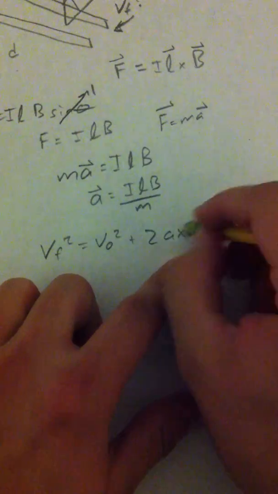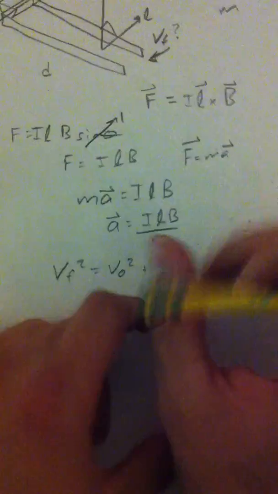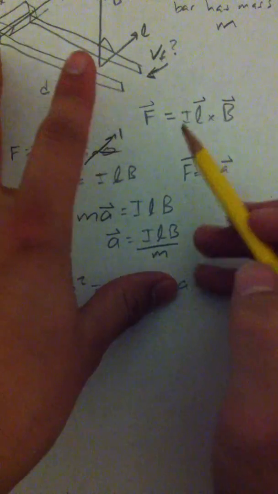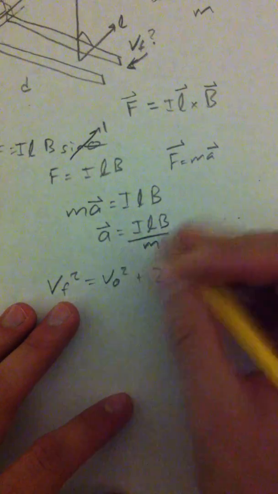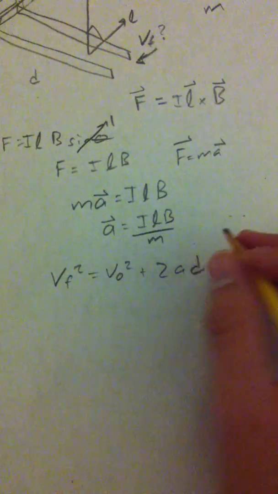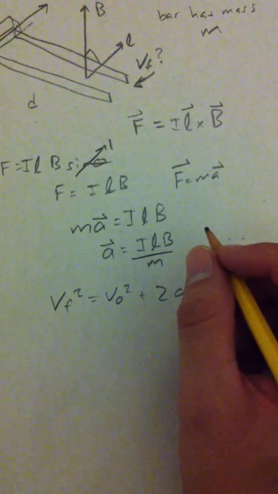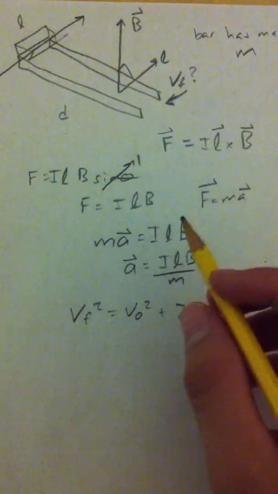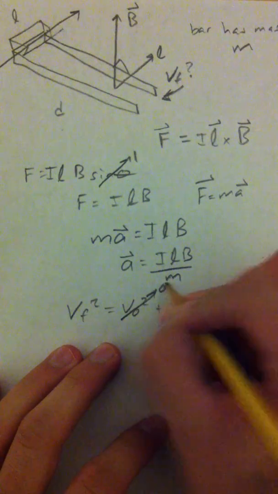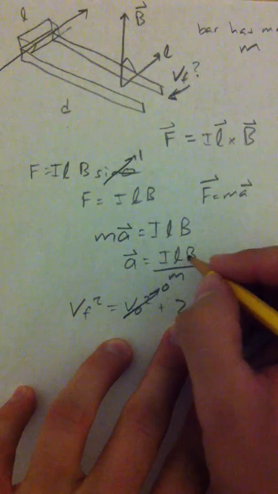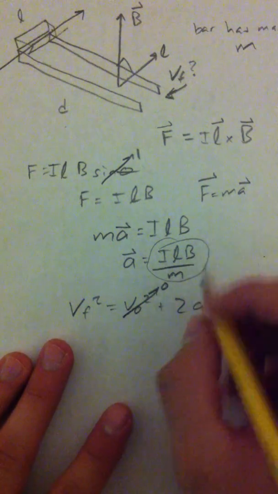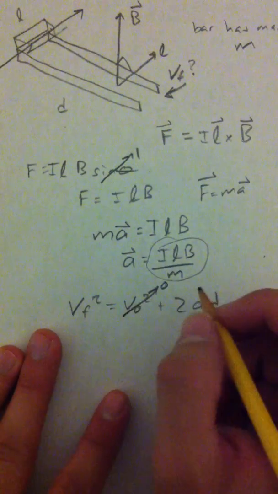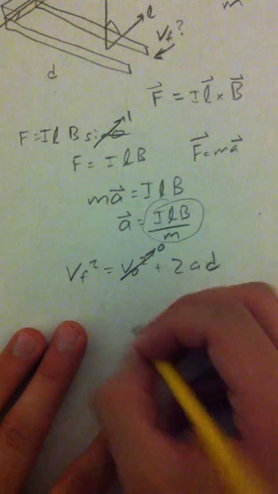Actually, we're not going to be using x. We're just going to be using d, because that's the distance it's traveling from the start to the end, for the final velocity we were wanting. We know that this bar up here starts from rest, so its initial velocity is going to be 0. Its acceleration we just solved for. It's this stuff right here. So pretty much plug the acceleration into our equation and solve for v, and we got our final speed.